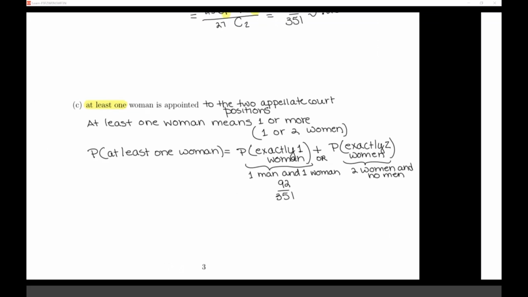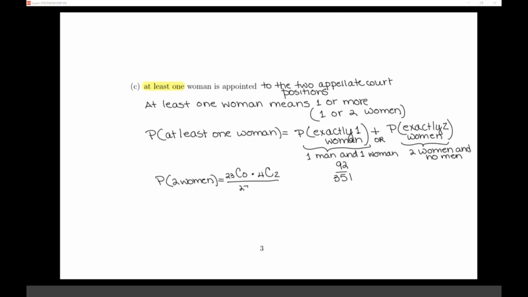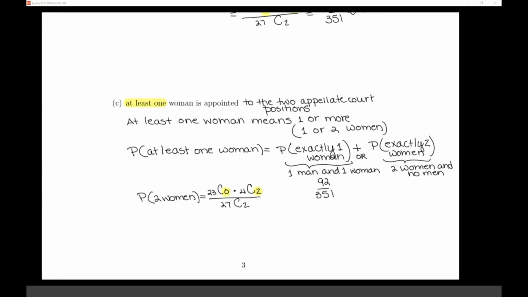So I'm going to find that probability. Of the 23 men on the court, we're not choosing any of them, and of the 4 women on the municipal court, we're choosing 2. We have the same denominator, 27 total people, choose 2. So again, the only thing I'm changing are these R values. Let me do that on my calculator.